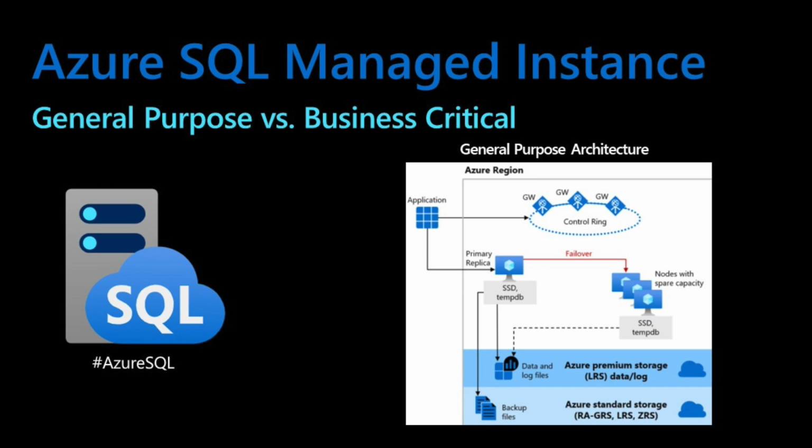Looking at our primary node, you can see that we're going to have one locally attached SSD drive that is going to be used to house the TempDB database only. Then we're going to have Azure Premium Storage that is going to be used to house our data files and our log files. And this storage account is going to be configured to utilize locally redundant storage. Basically, this means that our data and log files are each going to be replicated 3 times within that same data center.